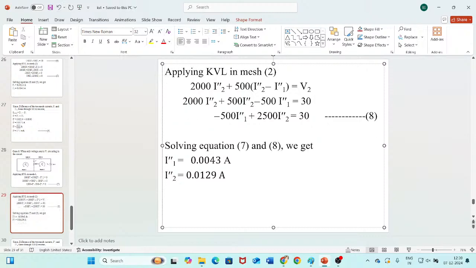So this is my KVL in mesh 2. Consider it as equation 8. Now solve equations 7 and 8. You will get I1 double dash using your scientific calculator. You can do it manually, but it's time consuming and a waste of time. With a scientific calculator you can directly substitute both equations and solve them. You will get I1 double dash equal to 0.0043 amperes and I2 double dash as 0.0129 amperes.